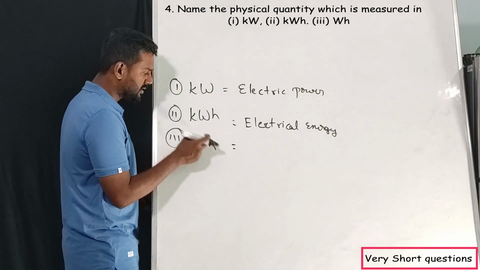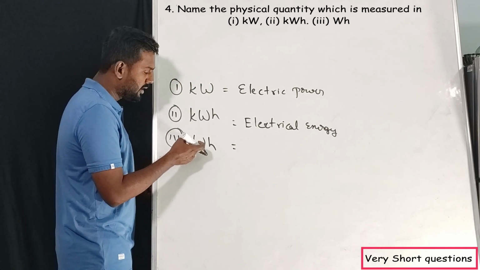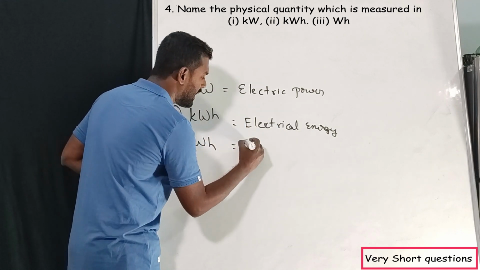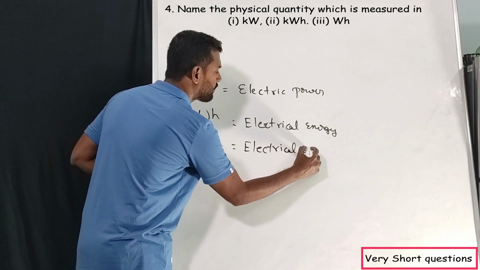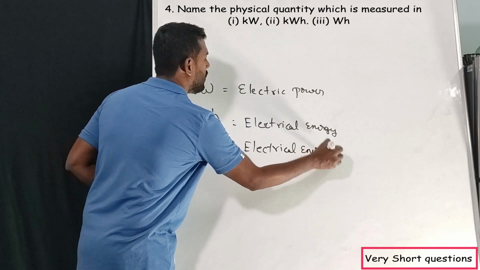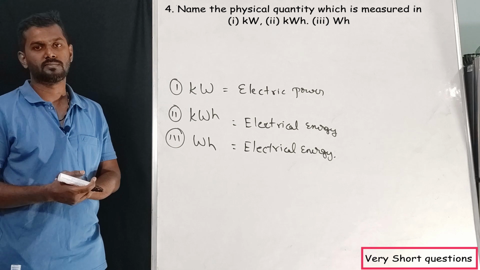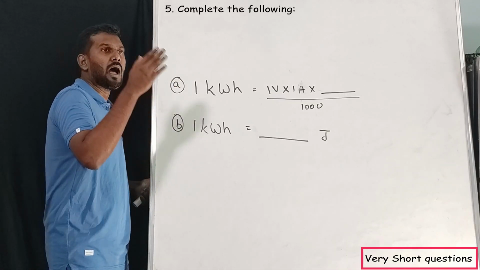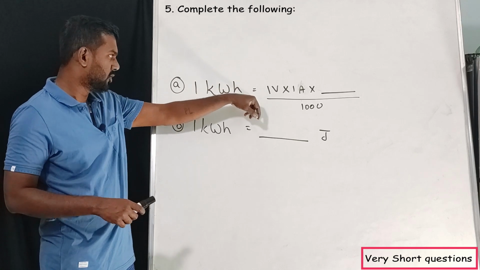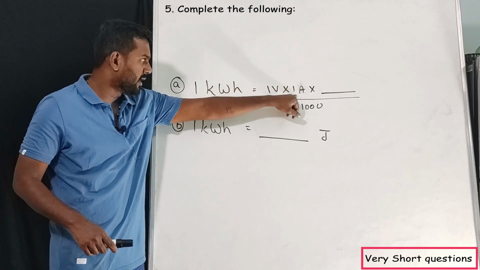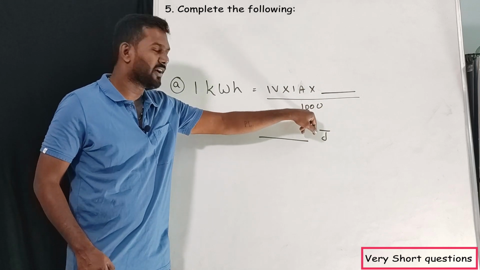Then again watt hour. Here we have kilo, here we don't have kilo. Then WH is nothing but again electrical energy. Kilo is nothing but 1000, that's it. So these are the units and physical quantities. Our next question, complete the following. 1 kilowatt hour is equal to 1 volt, 1 ampere and something blank, divided by 1000.